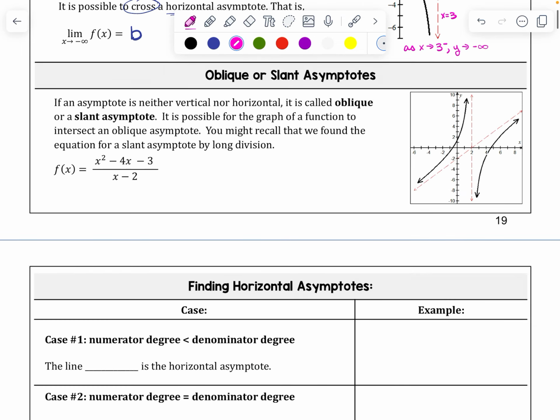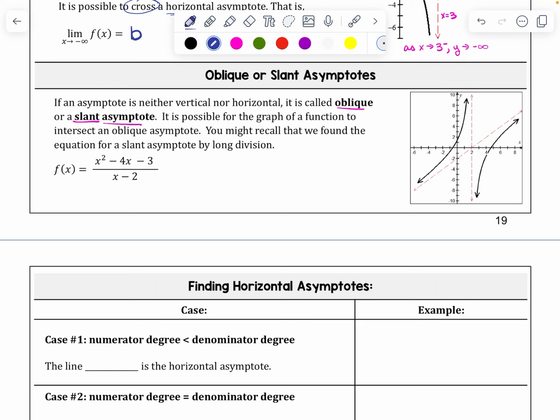Okay, let's talk about oblique and slant asymptotes. An oblique or a slant asymptote is possible. So it's not just horizontal and vertical. Sometimes we have an oblique asymptote, and that's this slanted line right here. And as you can see, these graphs are kind of like a tilted H a little bit, but we can see that they're governed by this vertical asymptote and that oblique asymptote.